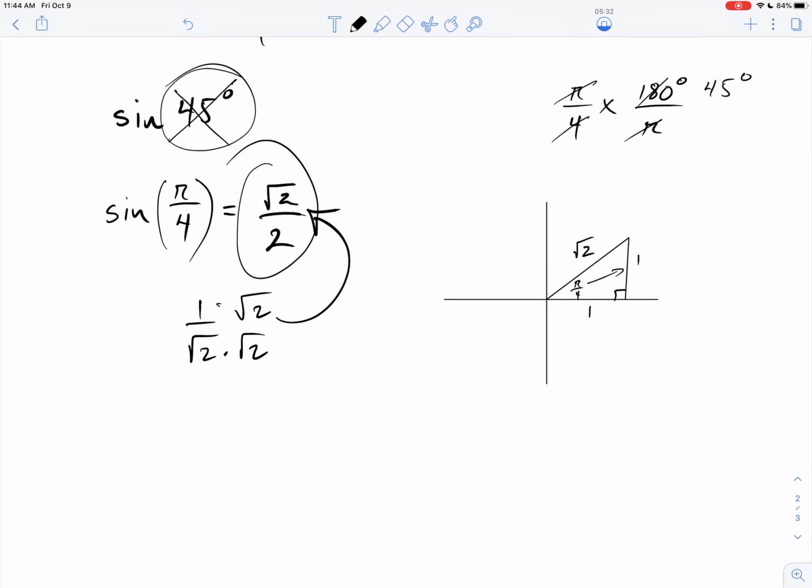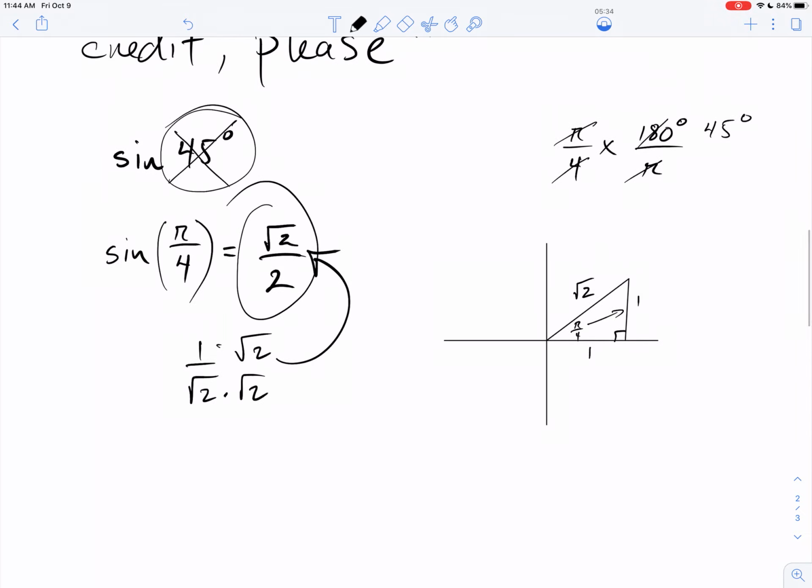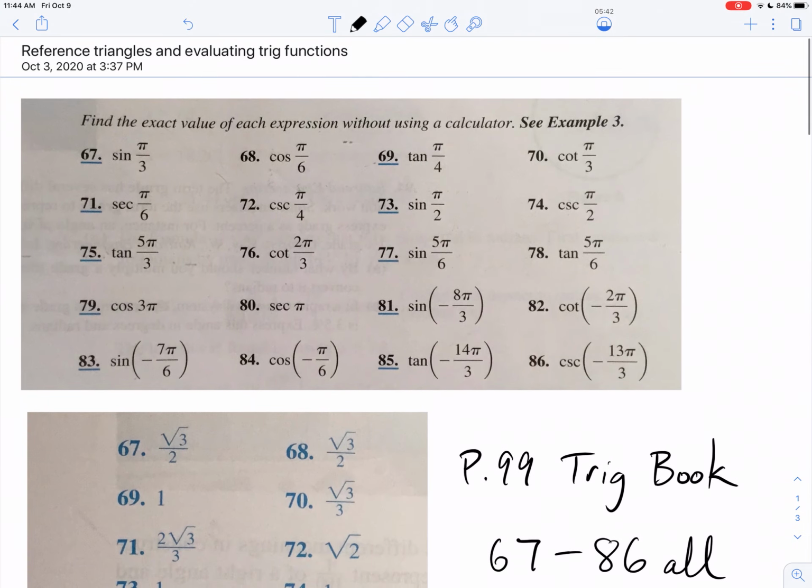not so you could use a calculator, because if I had punched sine of 45 in on my calculator, I'd get an ugly decimal. Well, that's because it's based on this ugly number. But the thing is, they want exact values. Whenever they say exact value, it means you better not give me a decimal.